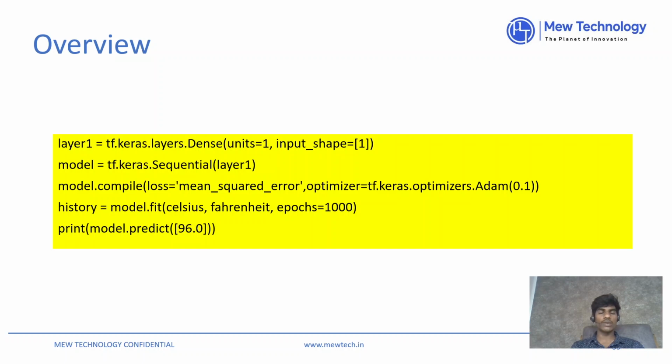The third step is that I compile this model. I use mean square error as the loss and Adam as the optimizer. The next step is history equal to fit my model, which is the training process. I initialize the input values, output values, and how many epochs, meaning how many times I want to repeat this process. Finally, I predict some inputs.